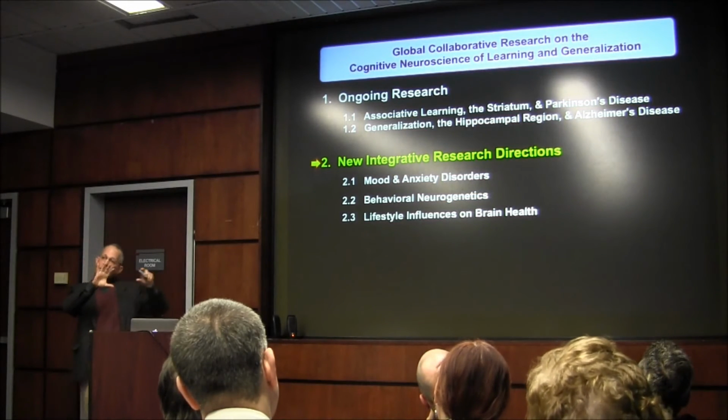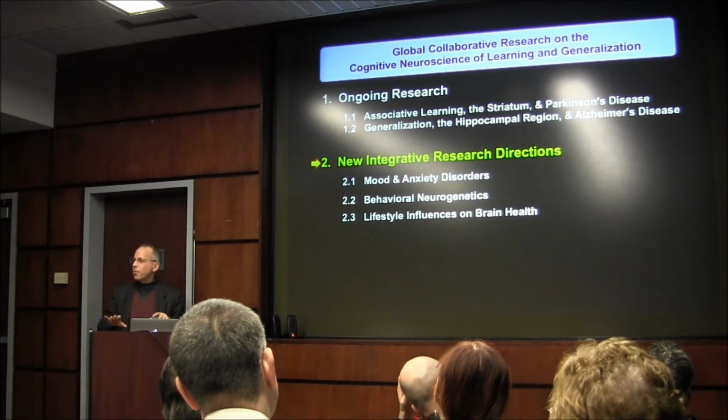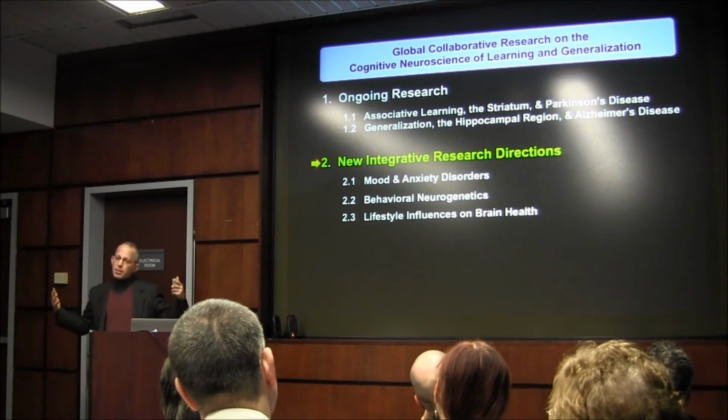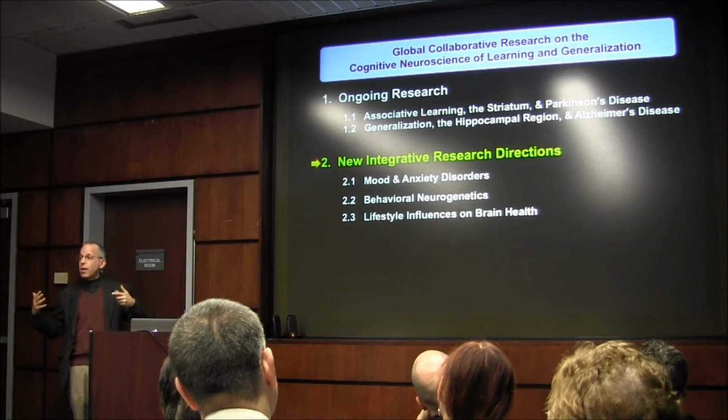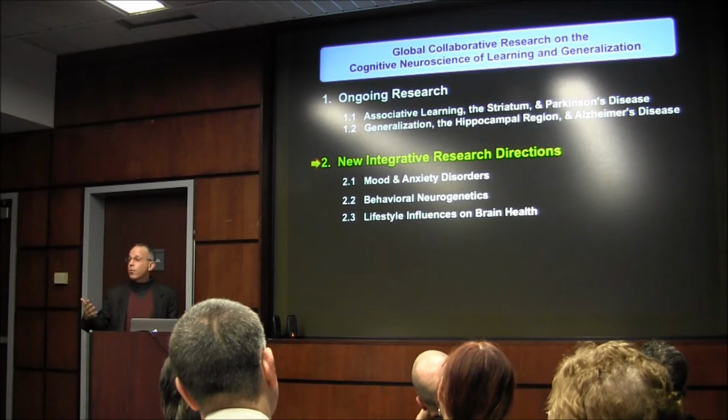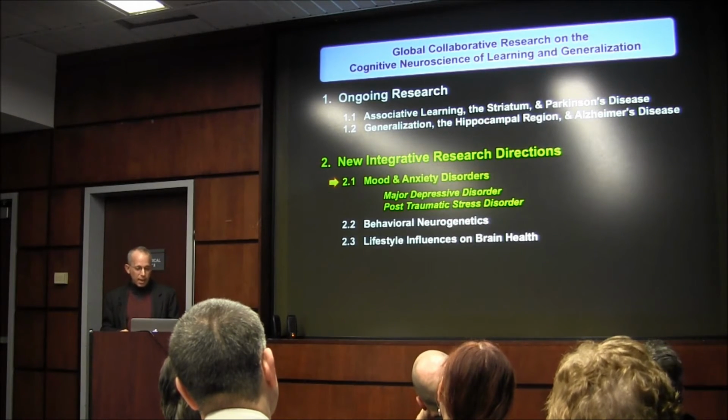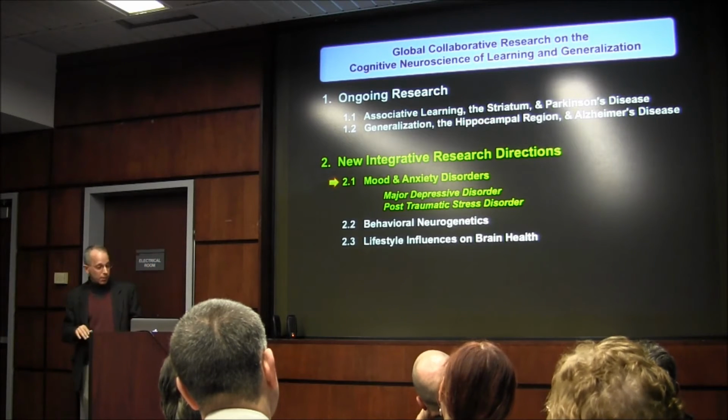So that brings to the end of the first part of the talk, these two main threads. And now I want to show how these two threads, the hippocampal generalization and the striatal learning, come together in three new directions that I want to tell you just a little bit about each. So the first is mood and anxiety disorders, studies of major depressive disorder and post-traumatic stress disorder.